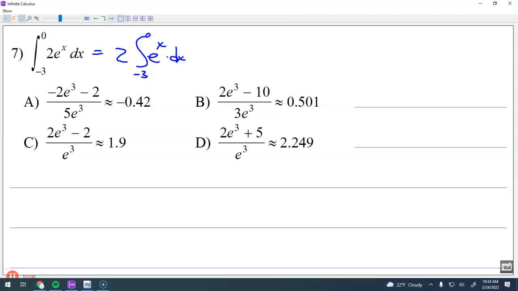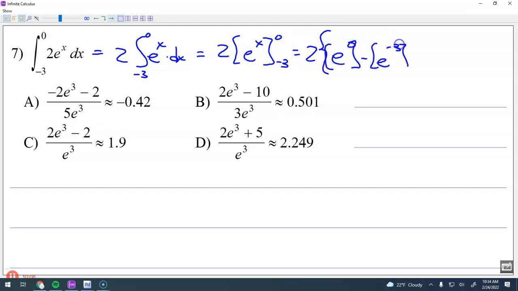And then you can just say, well, what's the integral of e to the x? E to the x. So you can go, okay, that's 2 times e to the x from negative 3 to 0, which is 2 times e to the 0 minus e to the negative third. You with me? What's e to the 0? 1. Anything to the 0 power is 1. What's e to the negative third?